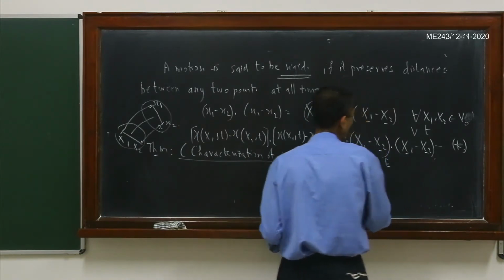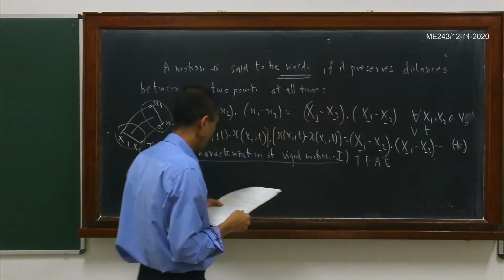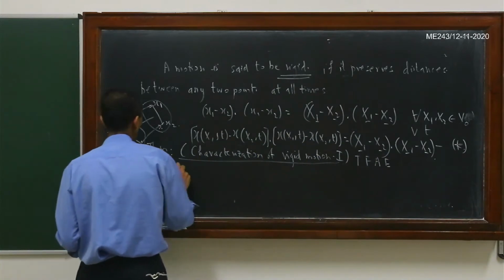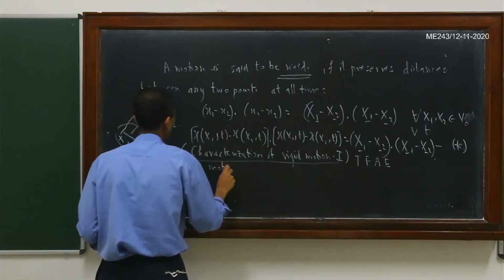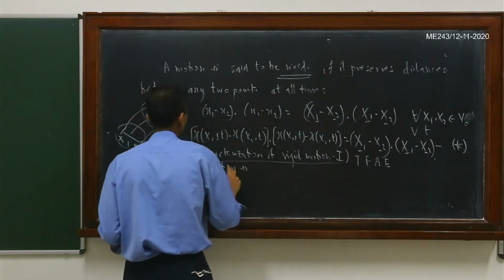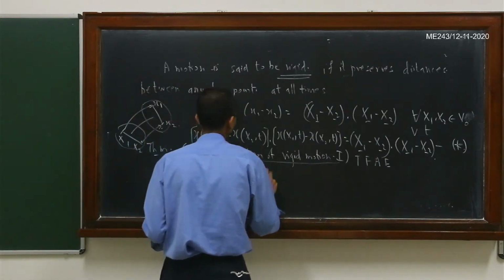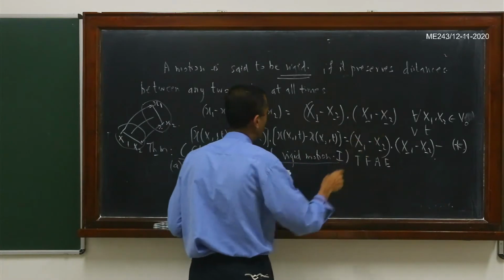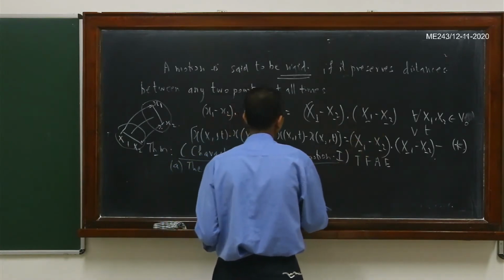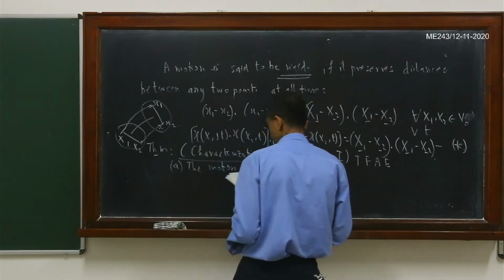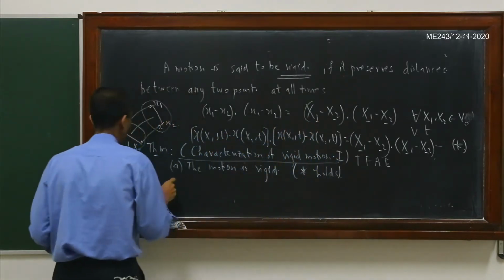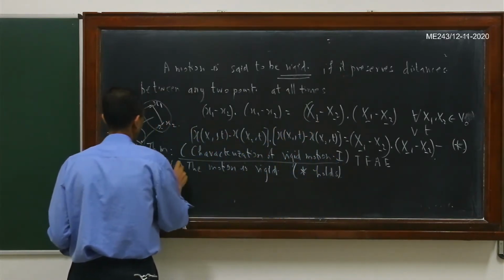That means the following are equivalent. That is the terminology that we are using. A: the motion is rigid. So that means the star holds. And let me just write this as 1.